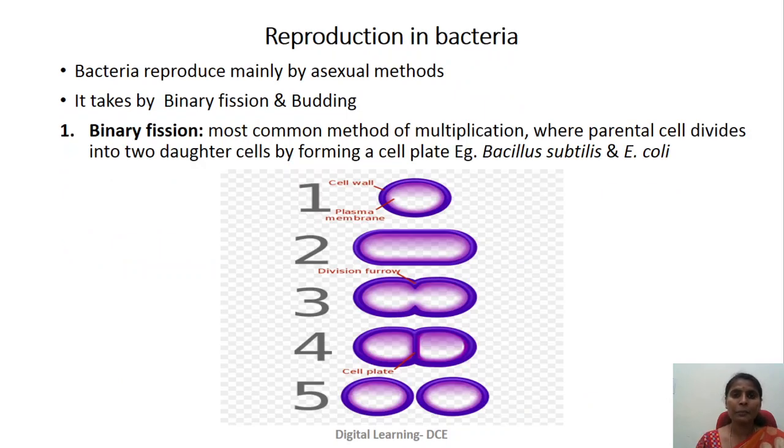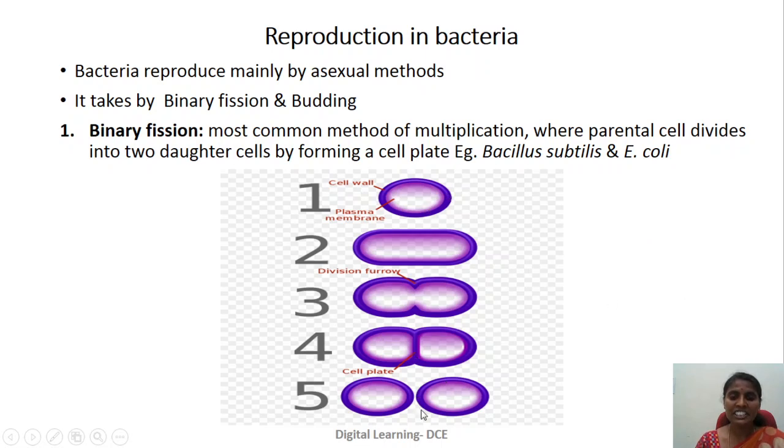Let us study reproduction in bacteria. As we all know, bacteria reproduce by asexual methods, hence they have a dominant haploid phase. Bacteria reproduce asexually by two important methods: binary fission and budding. In binary fission, the most common method of multiplication observed in bacteria, the parent cell divides into two daughter cells by forming a cell plate.